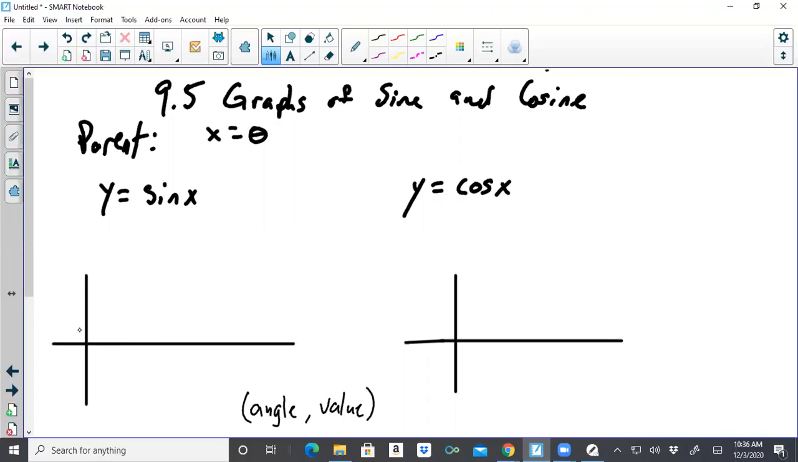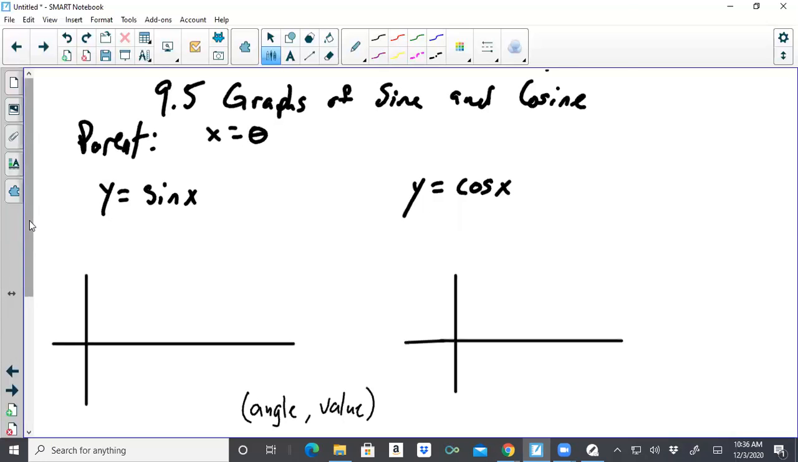As we go around the unit circle, you can see that once we get here, we have a sine value of 1. Once we keep going, we have a sine value of 0, then a sine value of -1, and then a sine value of 0. So we can see that we have those angles there, all right?